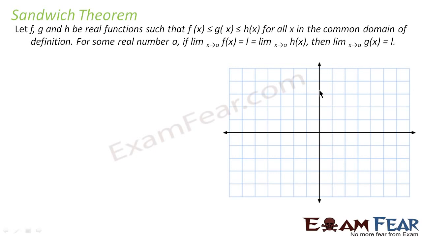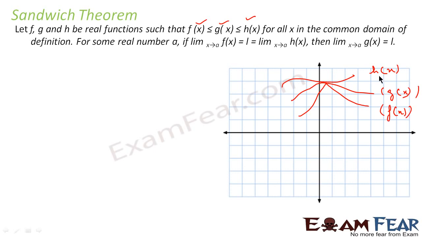Sandwich theorem says that if there are three functions, f(x), g(x) and h(x), I'll draw this. This is, let's suppose, one function. This is one function, right? And this is one function. So this is h(x). h(x) is always greater than or equal to g(x), and g(x) is always greater than or equal to f(x). So we have three functions, f(x), g(x) and h(x), right? They are always greater than or equal to.